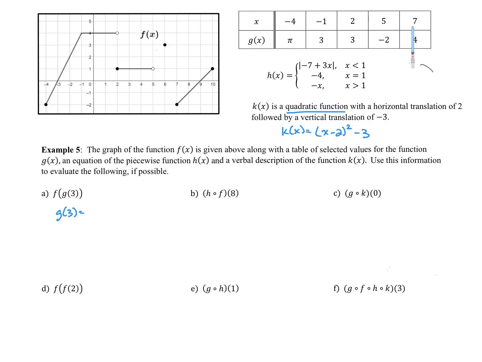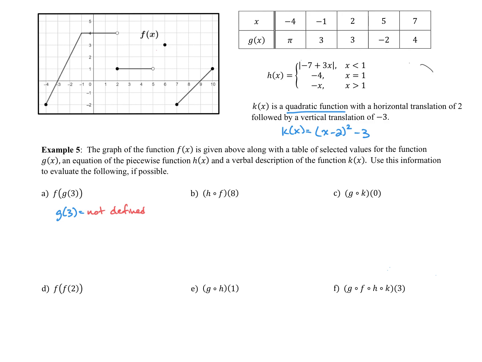Here's my x values. Do I have g of 3? No. These are my output values, so like g of 5 is -2. Do I have anything at 3? No. So can I do it? No. This one's not defined. All right, so I can't actually do this problem because it's not defined. All right, let's do the next one.